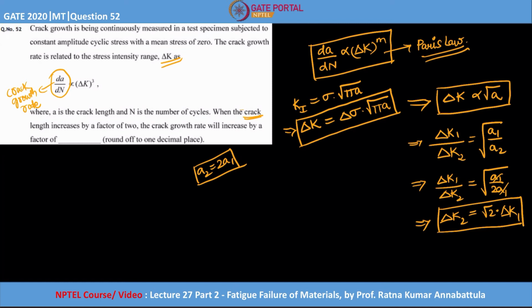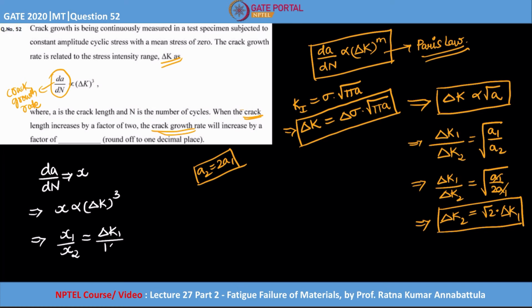Now what they're asking about is the crack growth rate. So let me just assume that dA by dN is equal to some x value. I'm assuming this. So that means x is proportional to delta K whole cube. That is what is given in the question for us, right? So I can write again x1 by x2 is equal to delta K1 by delta K2 whole cube.